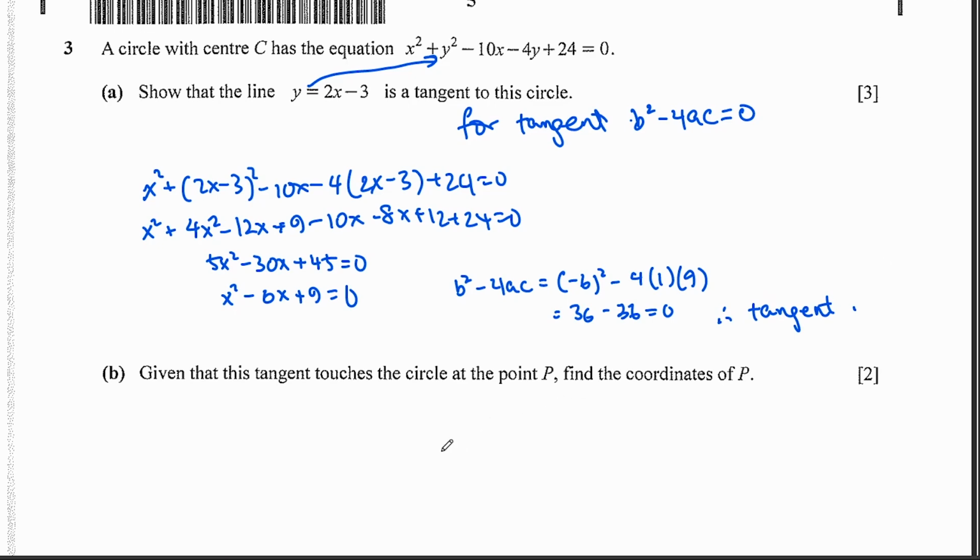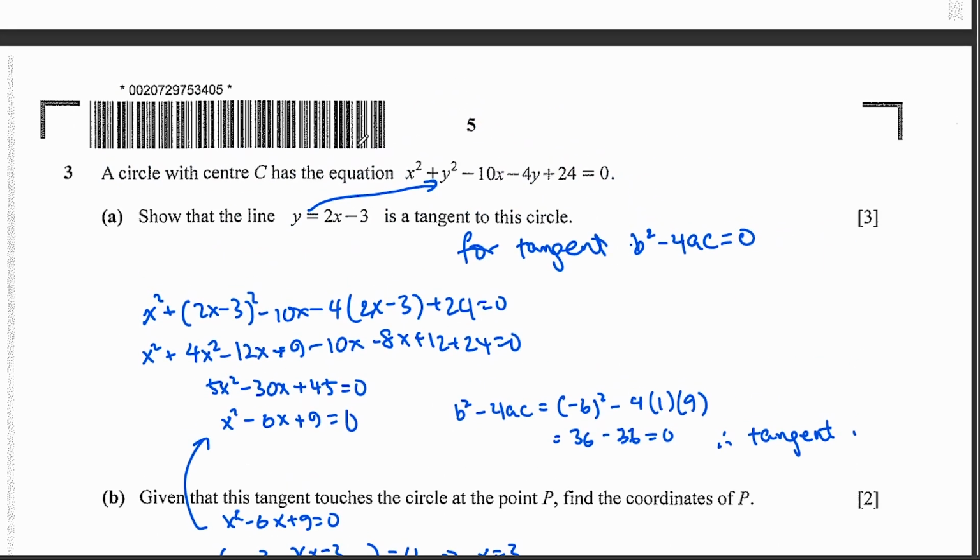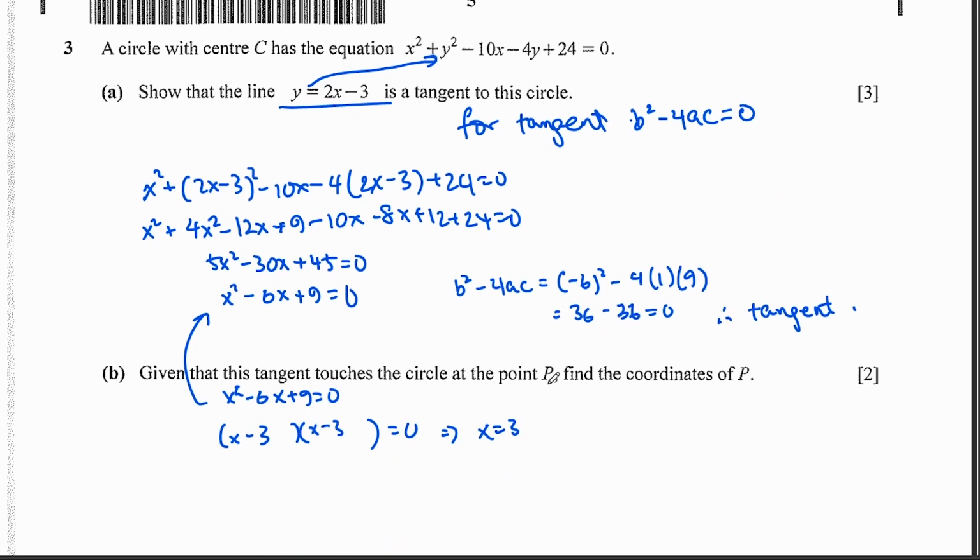Okay, given that this tangent touches the circle at point P, find the coordinates of point P. To find this coordinate, we just need to solve this equation for the x coordinate. So we write the equation first. If you can recognize this, it is actually in the form where we can do this, and there is a repeated root here, so x has only one solution, which is 3. And now to find the y coordinate, we just need to substitute into this straight line equation. So our P coordinate will be (3, 3).